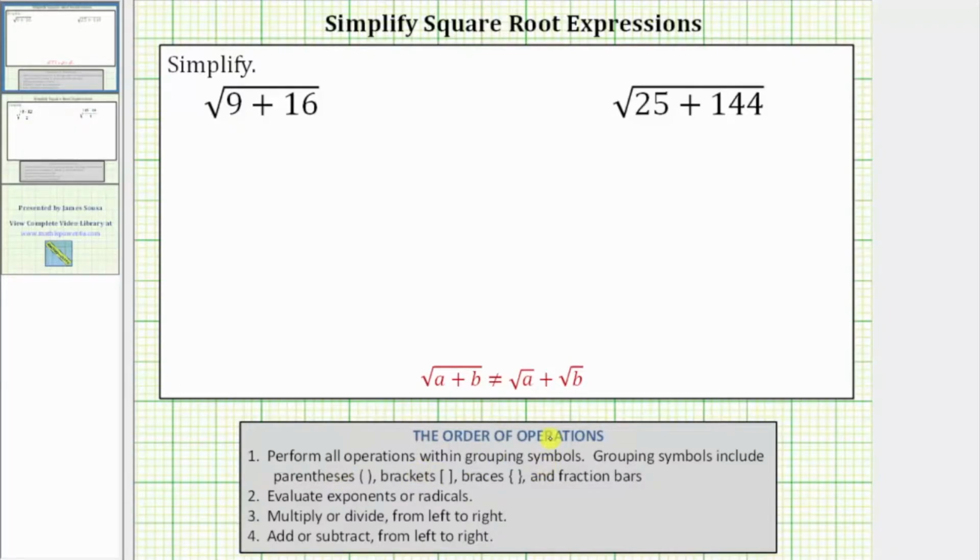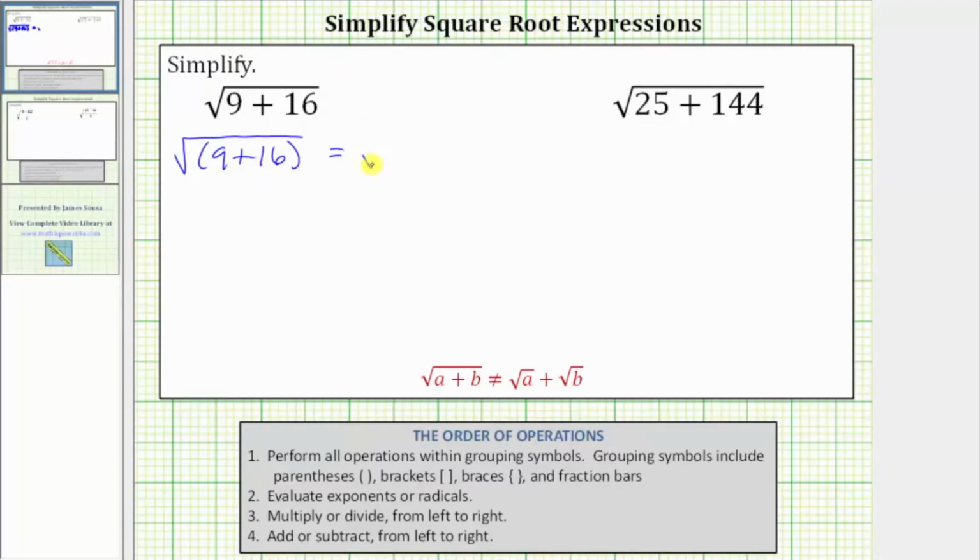And whenever we have a radical, or in this case a square root, we treat the square root as if it is grouping the expression under the square root, which is called the radicand. To make this more clear, we can write the given square root as the square root, and then in parentheses, the quantity 9 plus 16. Simplifying inside the parentheses first, 9 plus 16 is equal to 25.